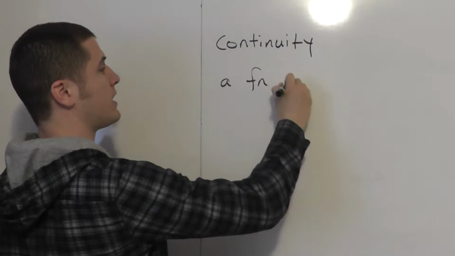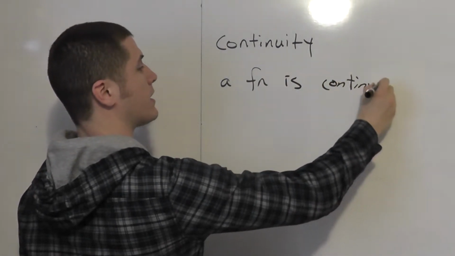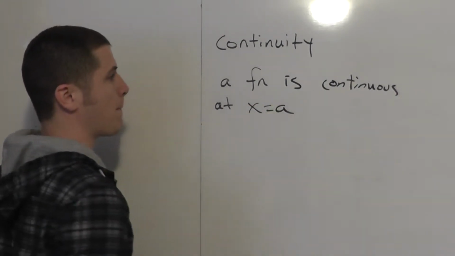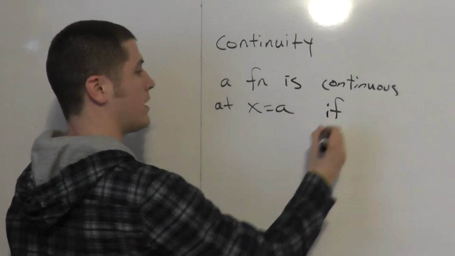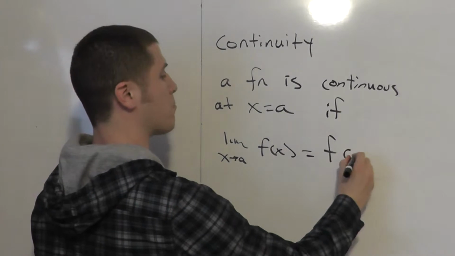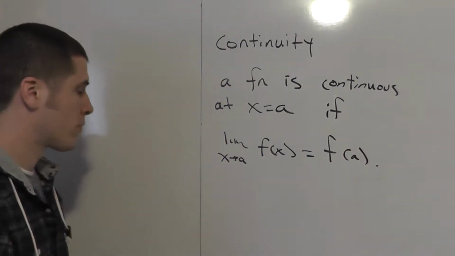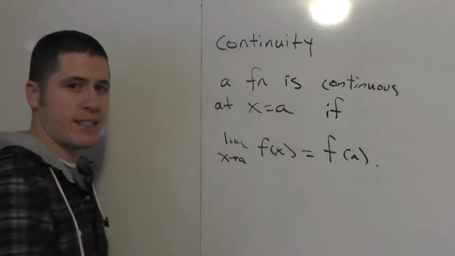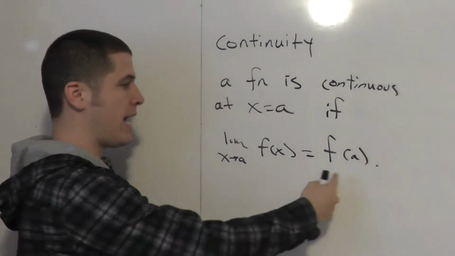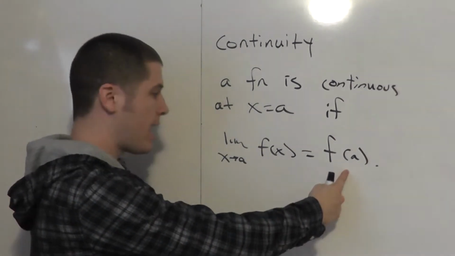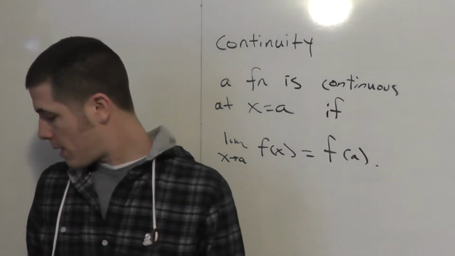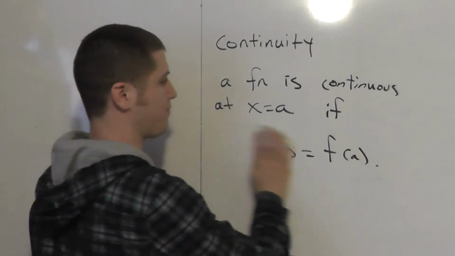So a function is continuous at the point where x equals a if the limit as x goes to a of f of x is equal to f of a. So there's really three things here. The limit as x goes to a of f has to exist. F of a has to exist. And those two things must equal each other. So let me show you a quick, easy example.